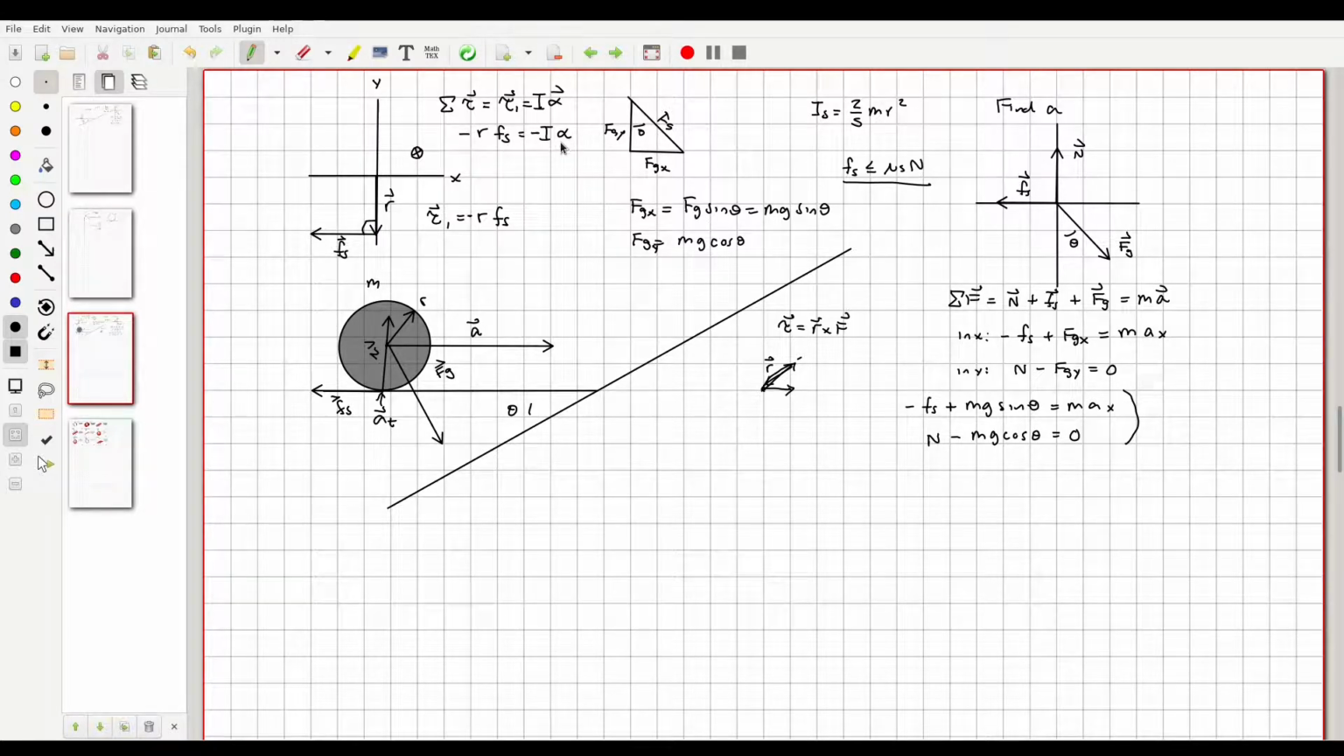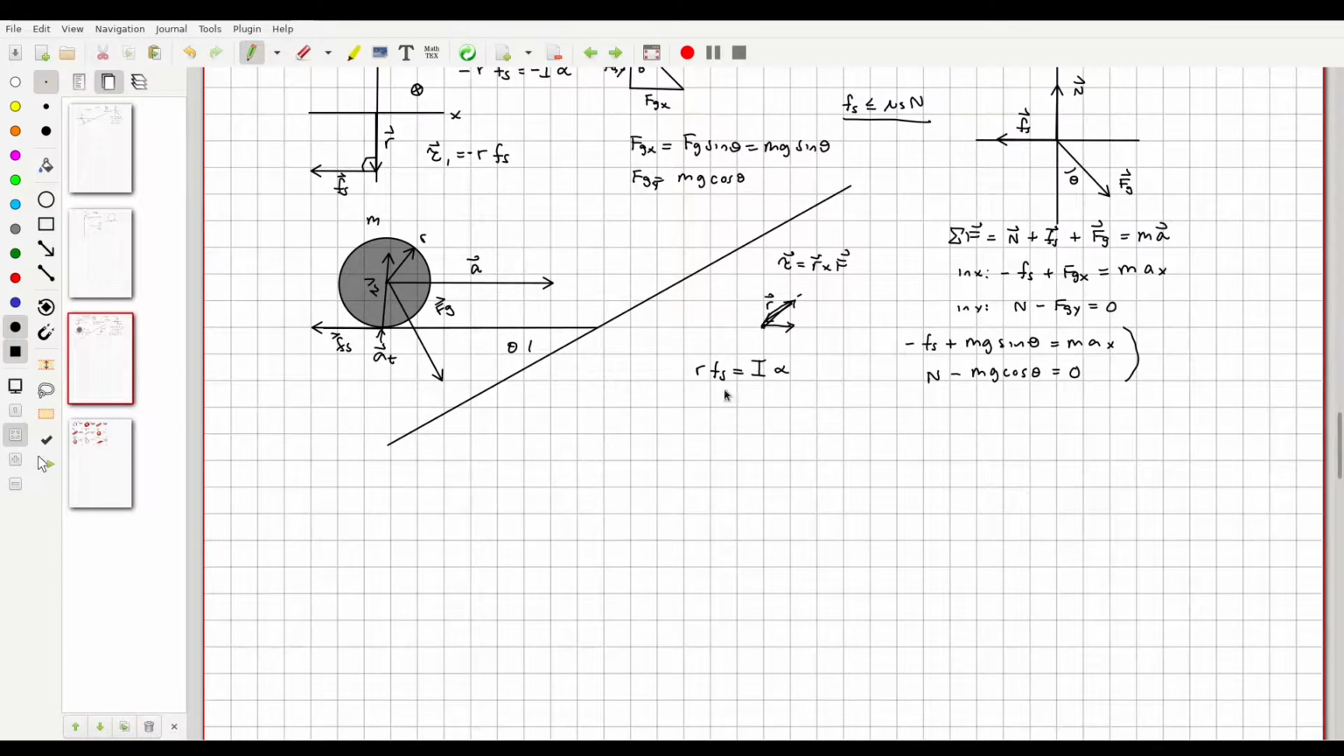So if I remember alpha, our angular acceleration, is a magnitude, then I can do this. So what this means is we have a third equation here, which I'll write over here, and that's that r F sub s, the torque here, acts on the inertial mass of this thing and causes it to accelerate. Now, this is angular acceleration. And like I said, the a here, which would be the acceleration in the x direction, is in magnitude the same as our tangential acceleration.